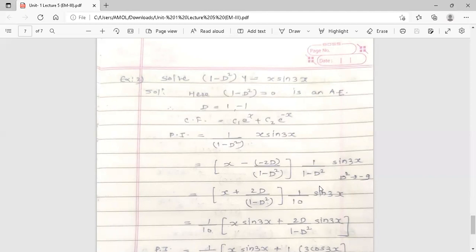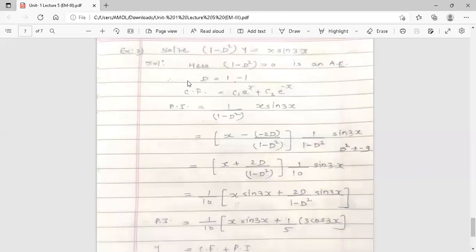Now how to find the PI? PI is 1 upon 1 minus D square into x into sin 3x. Now solve this, find the value of PI when the function is in the form of x into v. This is case 6. So using the formula, you will get the PI for x into sine 3x. The formula is x minus phi dash of D, the derivative of phi of D. Phi of D is 1 minus D square.